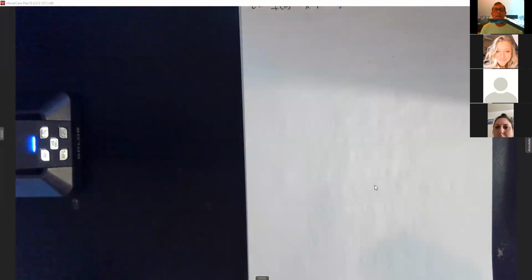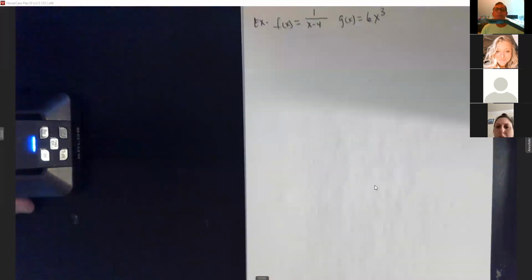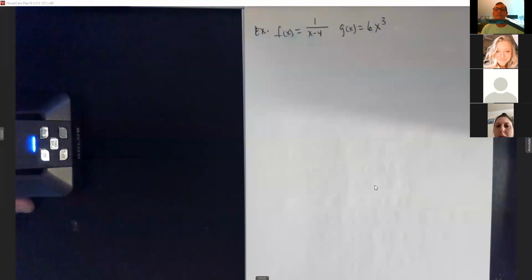Can you move the paper down a little bit? Sorry, I can't see. It's my camera. I was moving it down a while ago, so I had to move it back up.